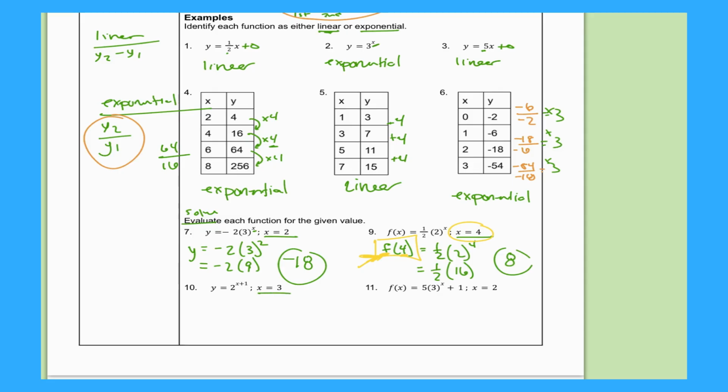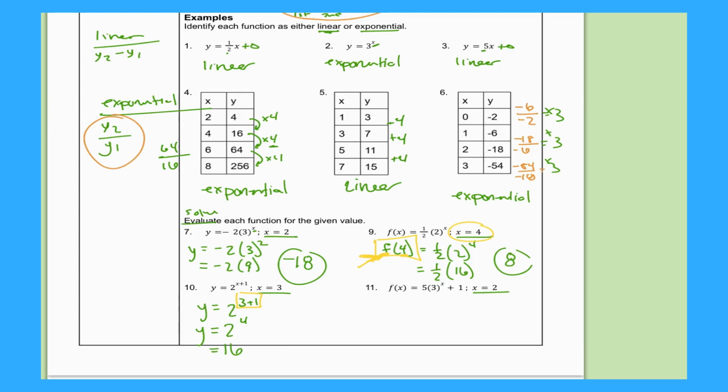Number 10, we're plugging in x is 3. So order of operations says we have to do exponents before adding, but I can't actually do my exponent because my exponent is this whole thing. It's 3 plus 1. So we actually have to simplify that exponent first to find out that exponent is actually 4 before I can actually take that exponent and find that 2 to the 4th is 16.